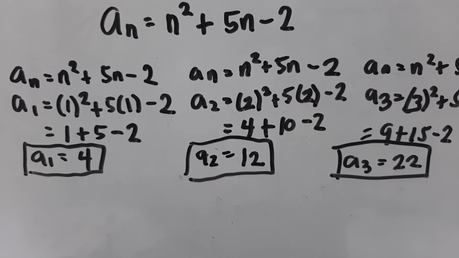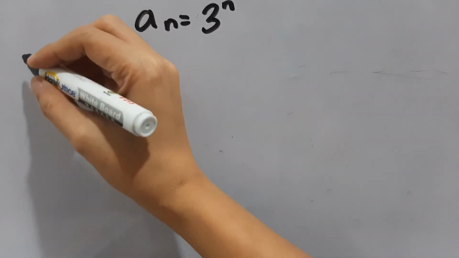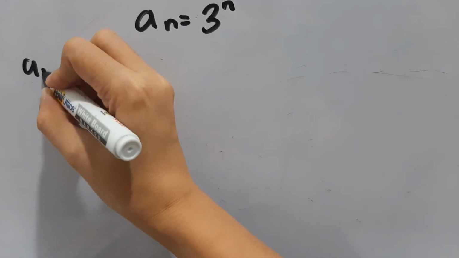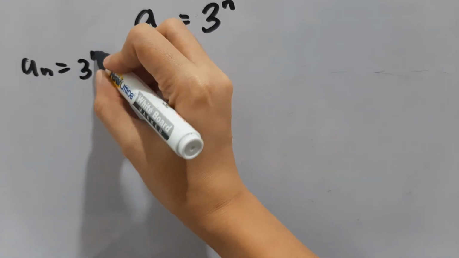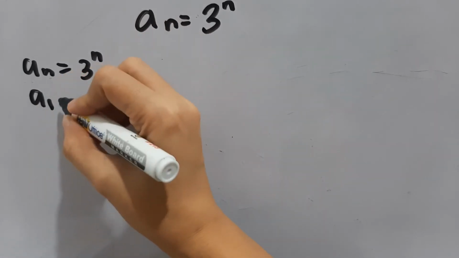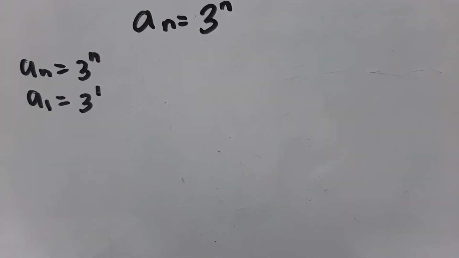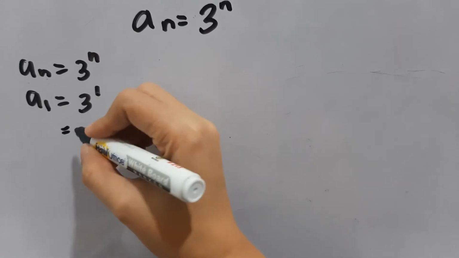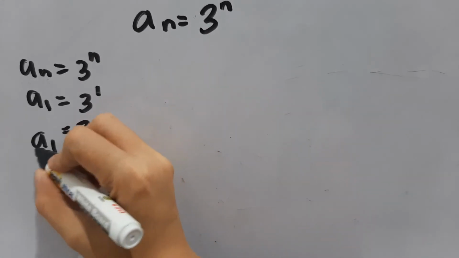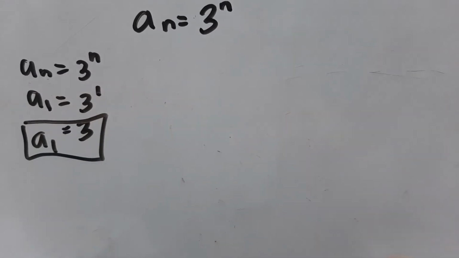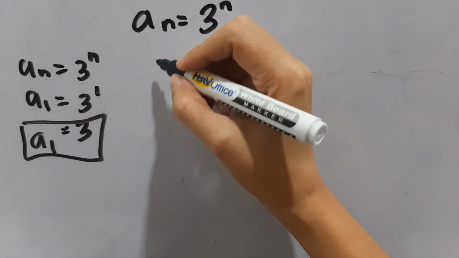So the first three terms of the sequence, a sub n equals n squared plus 5n minus 2, are 4, 12, and 22. Okay, so let's proceed to the next formula. A sub n equals 3 raised to n. Let's solve for the first term. Copy the original formula first, and then a sub 1, first term. Substitute the value of n. So, 3 raised to 1 is 3. First term is 3.